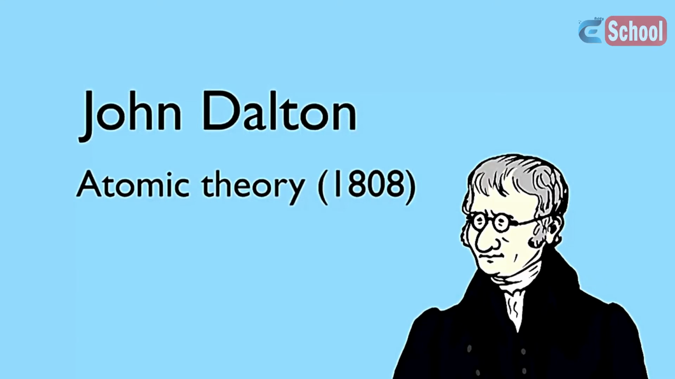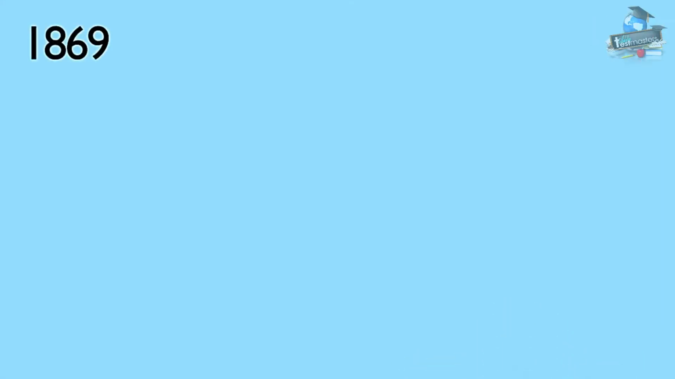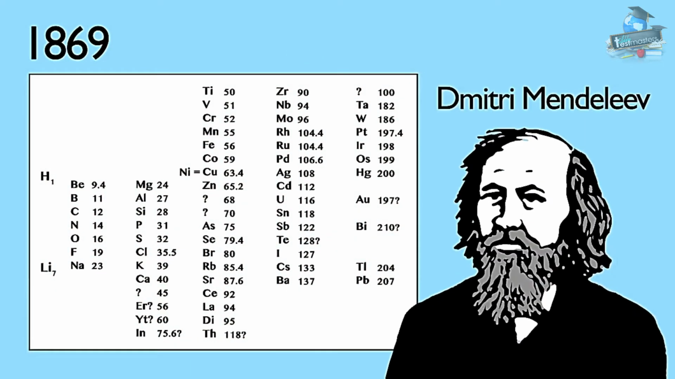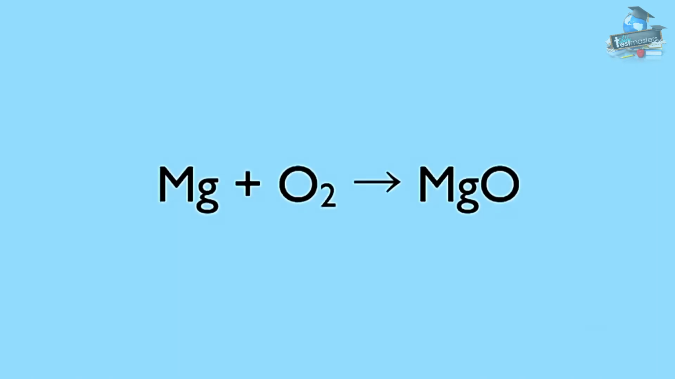Modern chemistry had started. By the mid-19th century, only half the elements had been discovered, but enough to enable Mendeleev to produce his famous periodic table. That was in 1869. Chemical equations began to be written as we now know them from about this time. For example, the burning of magnesium.